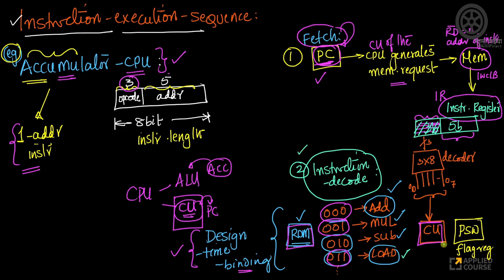And then the control unit takes over. The control unit also has a special register called the PSW. This is also sometimes referred to as a flag register. It's called the program status word. So what happens is the program status word stores all the miscellaneous information.